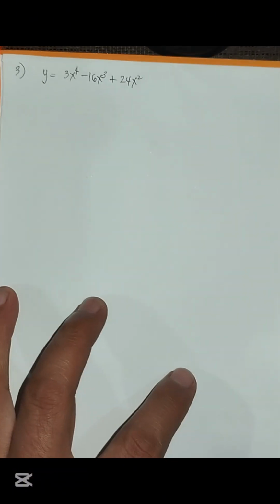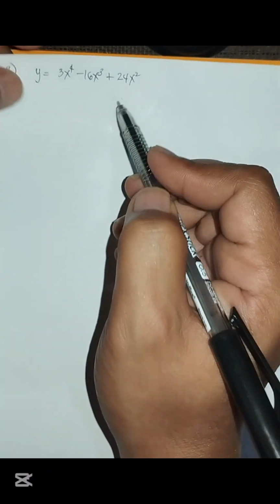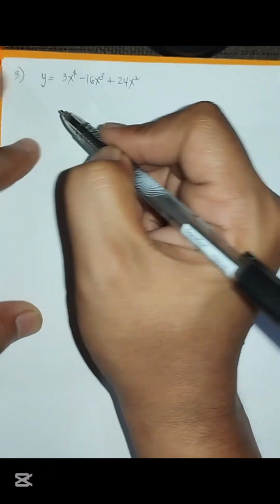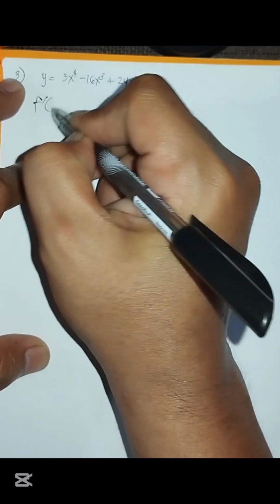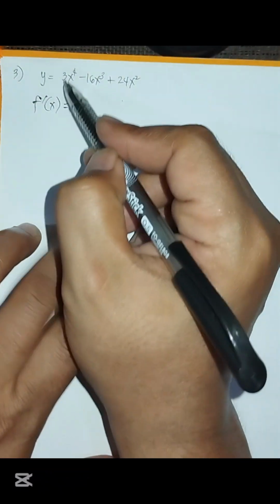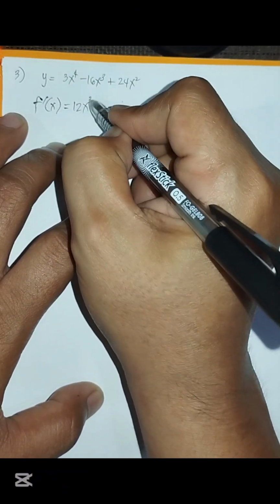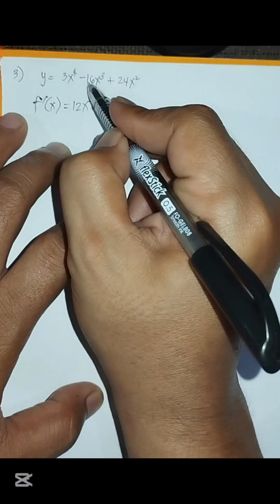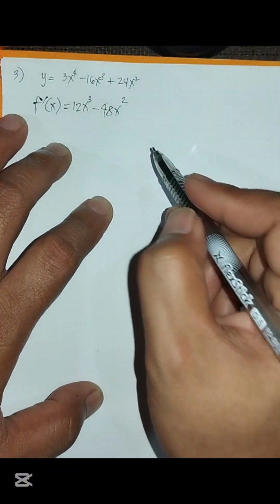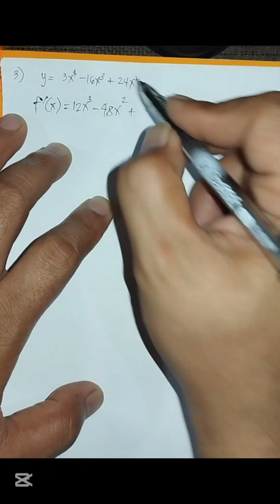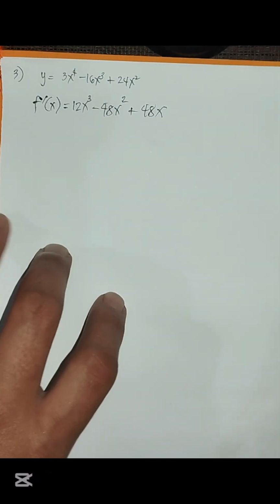y equals 3x to the fourth minus 16x cubed plus 24x squared. So first step, find the derivative. We can replace y with f of x. So let's get the derivative. f prime of x is equal to the derivative of 3x to the fourth: just multiply 4 times 3, we have 12, x subtract 1, so we have 12x cubed. Minus 3 times 16, so we have 48, subtract 1 from the exponent, so we have x squared. Plus 2 times 24, so we have another 48, and then subtract 1 from the exponent, 48x.